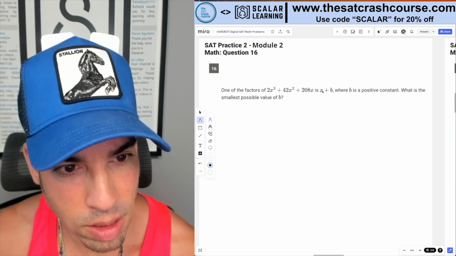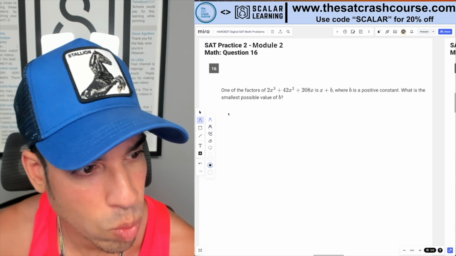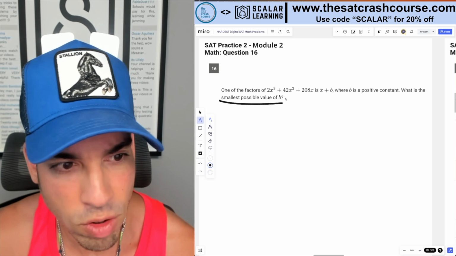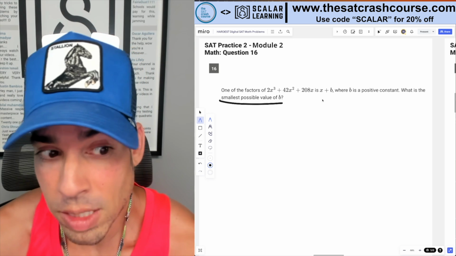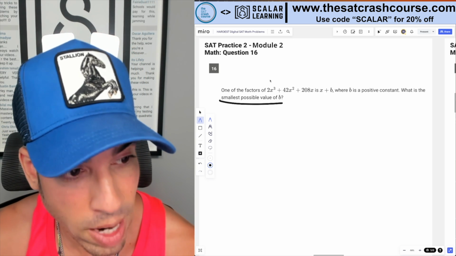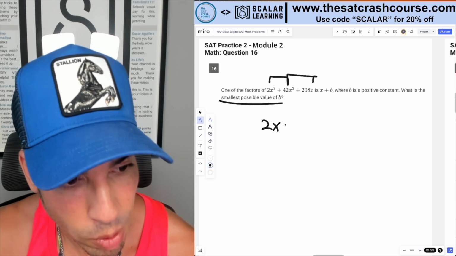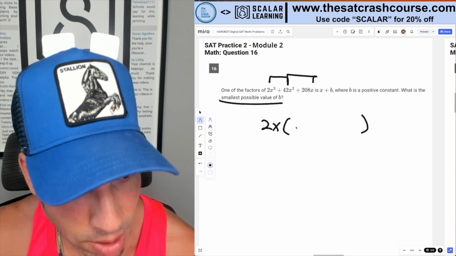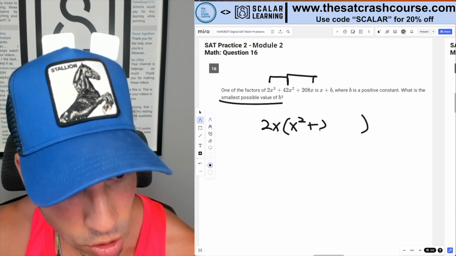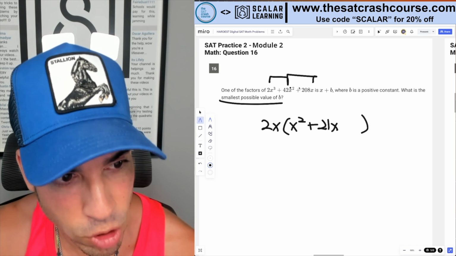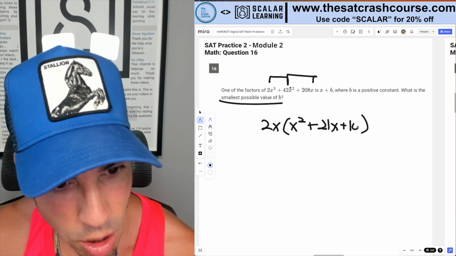One of the factors of this is x plus b, where b is a positive constant. What is the smallest possible value of b? So what this is telling me basically is we need to factor. First thing I'm going to look for is a GCF, which I do have as 2x. So I got 2x, and then inside I've got x squared plus 21x plus 104, dividing every term by 2x.